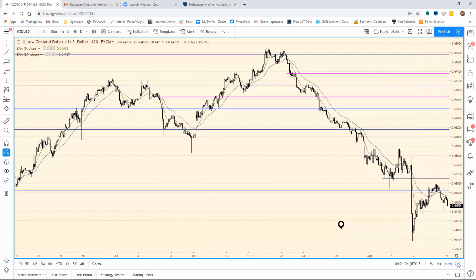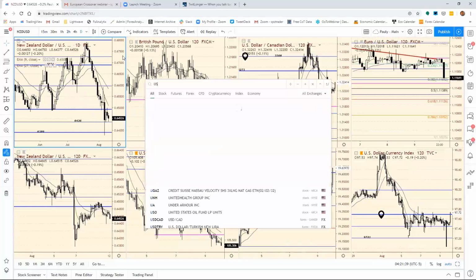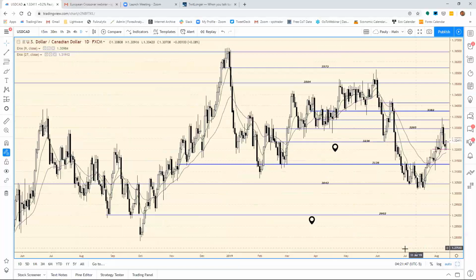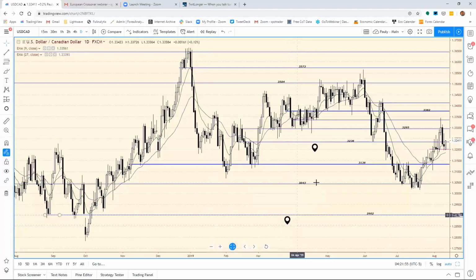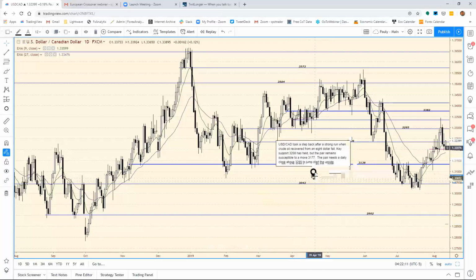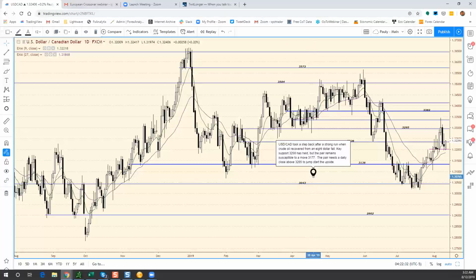Let's go move into the dollar CAD. Dollar CAD took a step back after a strong run when crude oil recovered from an $8 fall. Key support at 32 cents has held. The pair remains susceptible to a move to 31.77. The pair needs a daily close above 32.65 to jumpstart the upside. So we're going to go with 32.65 as our bias chart resistance.